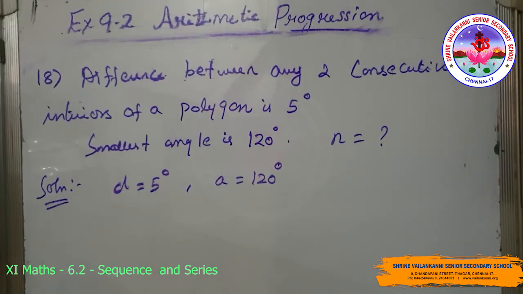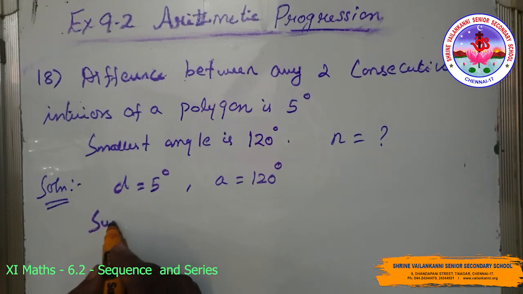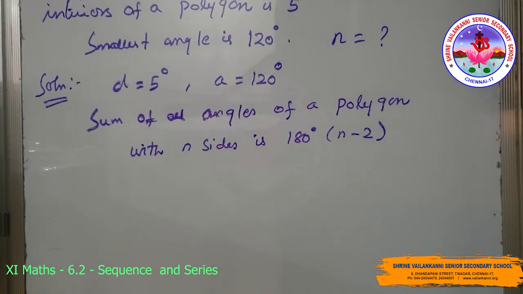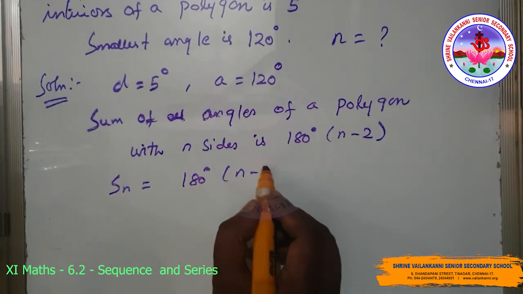18th one. The difference between any two consecutive interior angles of a polygon is 5 degrees. If the smallest angle is 120, then find the number of sides of the polygon. It's understood from the question that the angles of the polygon will form an AP with common difference D equal to 5 degrees and the first term A is 120 degrees. We know that the sum of all the angles of a polygon with n sides is 180 degrees into n minus 2. You can say that Sn equal to 180 degrees into n minus 2.